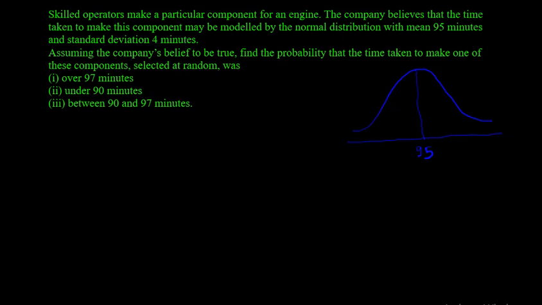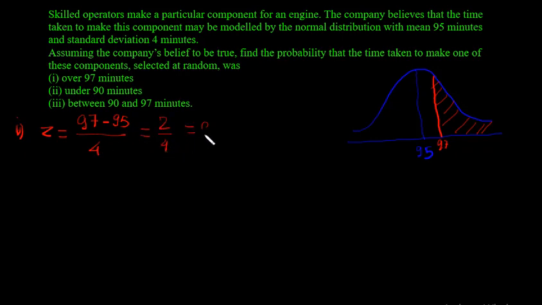The first question: first of all, we have to calculate the z-score. Here's my 97, which is around here. They wanted to find this area, the probability that it is greater than 97 minutes. 97 minus 95, because 95 is the mean, over the standard deviation, which is 4, equals 2 over 4, equals 0.5.